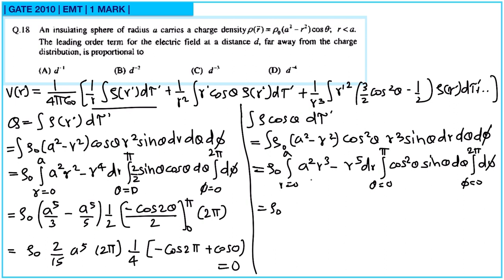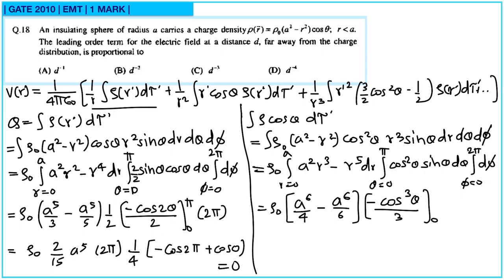So this will be equal to rho naught into, this will be integration of r cube, which is r raised to 4 by 4. So this will be a raised to 6 by 4 minus a raised to 6 by 6, into integration of cos theta. So this is f(x) raised to n into f dash of x, so we can adjust the derivative here. Now the derivative of cos theta is minus sin theta. So this will be minus, and integration of this will be cos cube theta upon 3. And the limit is from 0 to pi and d phi is 2 pi.